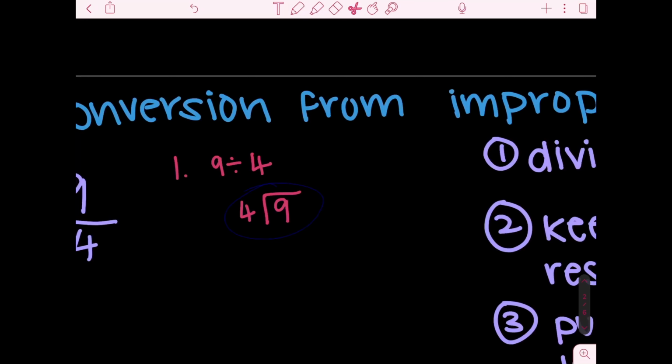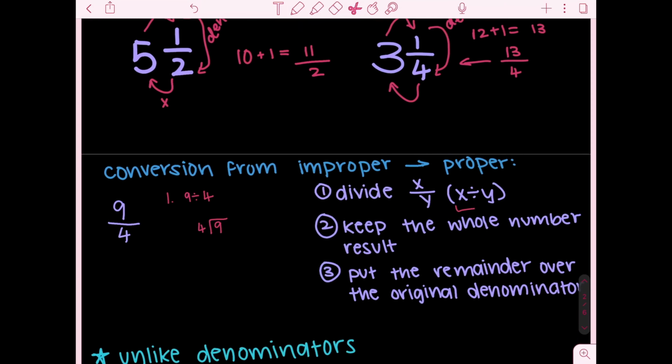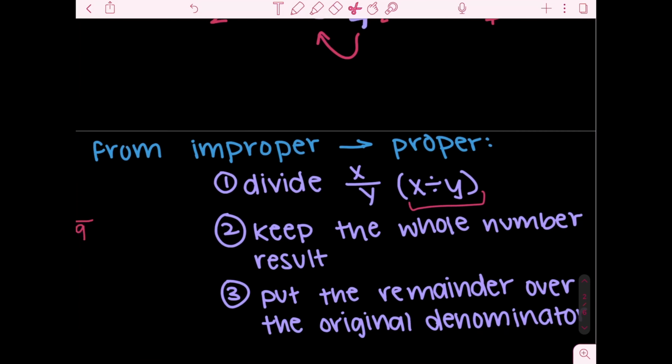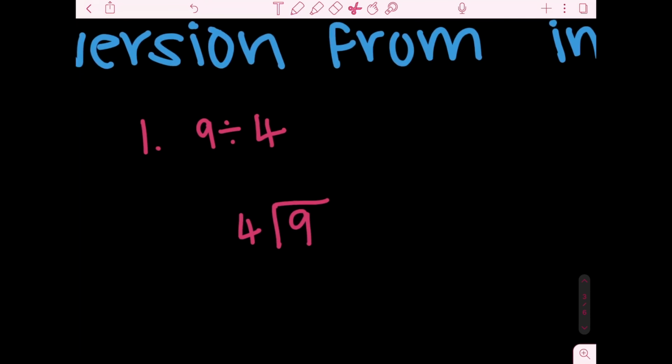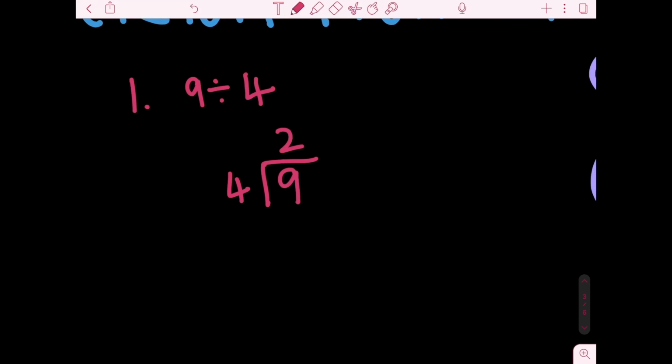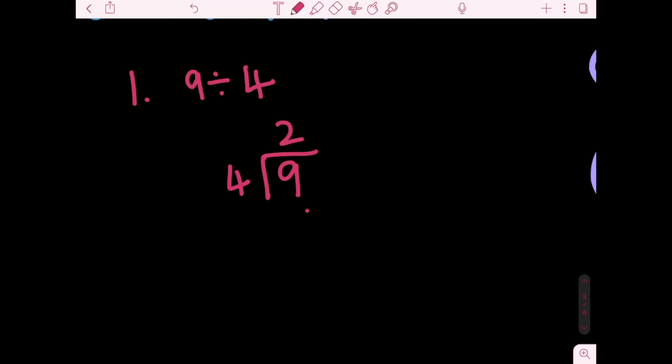And for now, we're just going to solve until we reach the whole number result, which is what step 2 is about. So 4 goes into 9 2 times, and we have 8 down here. 4 times 2 is 8.